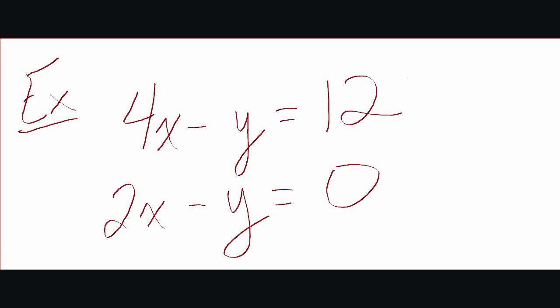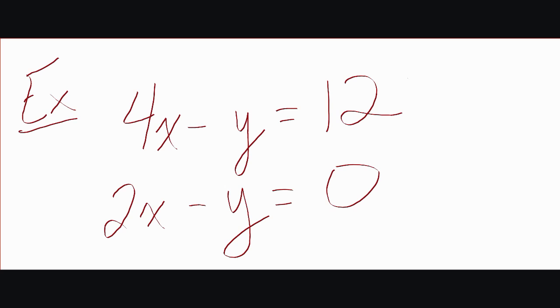Here we have 4x minus y is equal to 12 and 2x minus y is equal to 0. Those are our two equations in the system. We want to solve this with elimination. Now remember, elimination is this process in which we combine the equations together, combine like terms in both equations, in the hopes of trying to eliminate one of the variables.